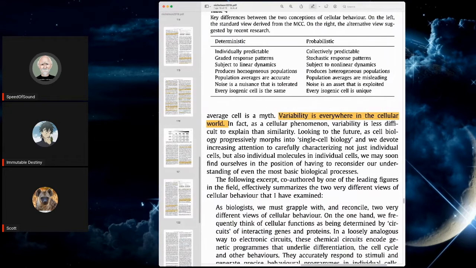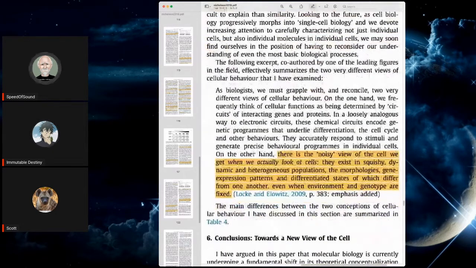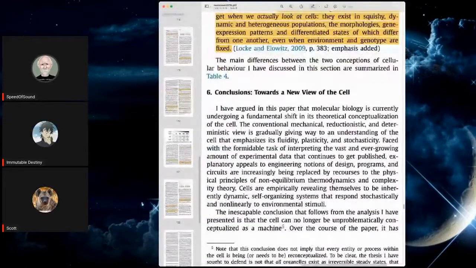Oh, does somebody want to read Table 4, or should we just allow people to look at it? Individually predictable versus collectively predictable. They can look at it on their own. It's on the screen, if they want to do that. Okay, so we've got the conclusion left.